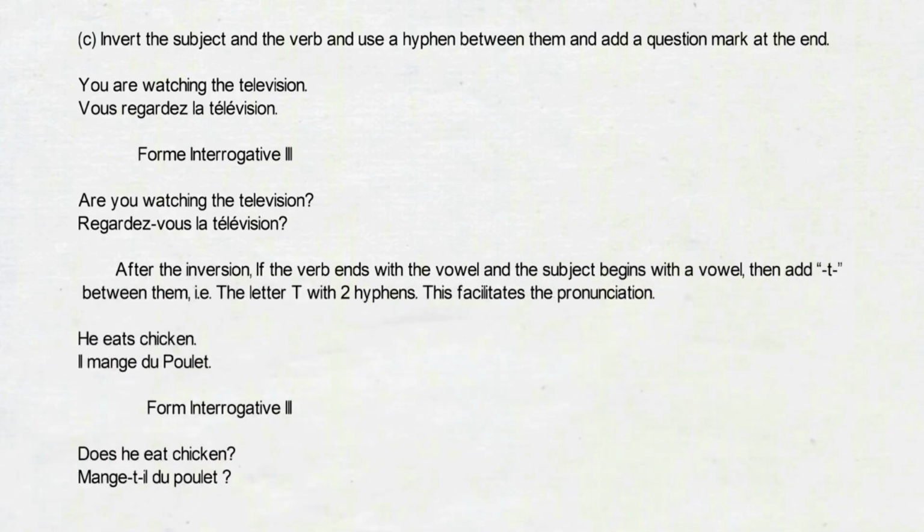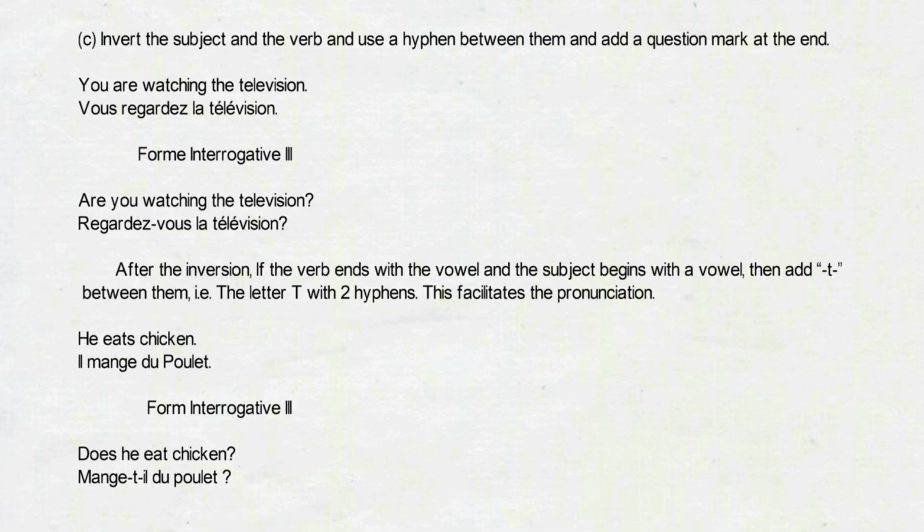So the third form is to invert the subject and the verb, use a hyphen between them, and add a question mark at the end. You just have to put the verb first, then a hyphen, then the subject, then the rest of the sentence, and at the end put a question mark. It is very simple. Like we have an example here. You are watching the television. Vous regardez la télévision.